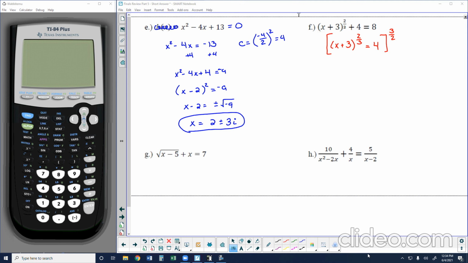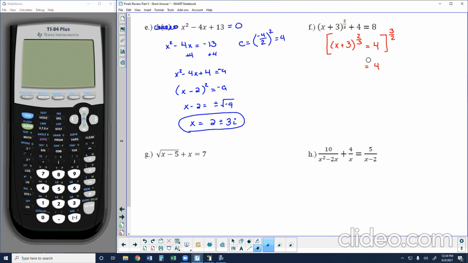So what would happen is I would get x plus 3, no longer to the 2/3, just x plus 3, equal to 4 to the 3/2 power. I can simplify this by taking the root of 4. Notice that I'm creating a square root, so I need a plus or minus here. The root of 4, and then cubing that.